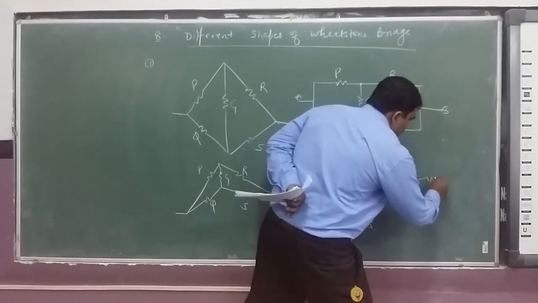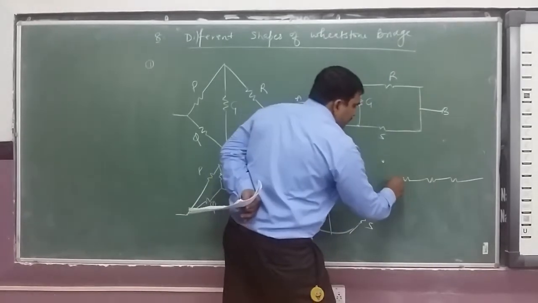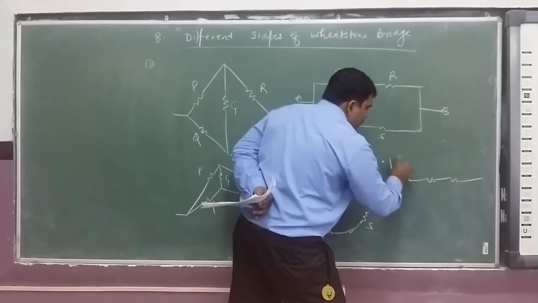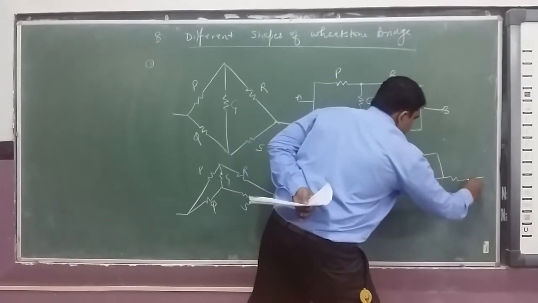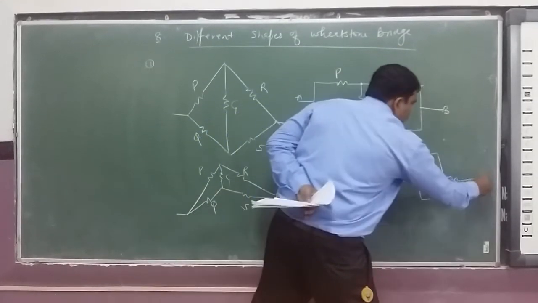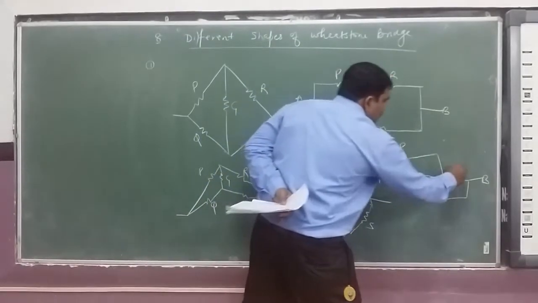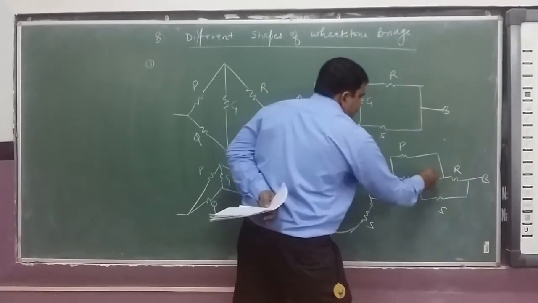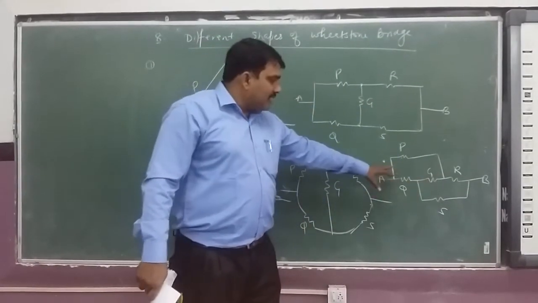1 resistance, 2 resistance, 3 resistance, then a resistance over this one, and a resistance below this one. This is also the shape of Wheatstone bridge. If it is P, it is Q, this is R, this is S, and it is G. This shape has been asked most of the times in the exams.